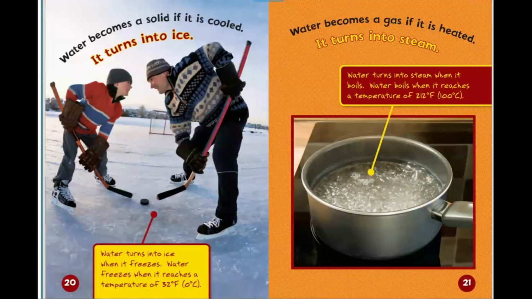Water becomes a solid if it is cooled. It turns into ice. Water turns into ice when it freezes. Water freezes when it reaches a temperature of 32 degrees Fahrenheit. Water becomes a gas if it is heated. It turns into steam. Water turns into steam when it boils. Water boils when it reaches a temperature of 212 degrees Fahrenheit or 100 degrees Celsius.